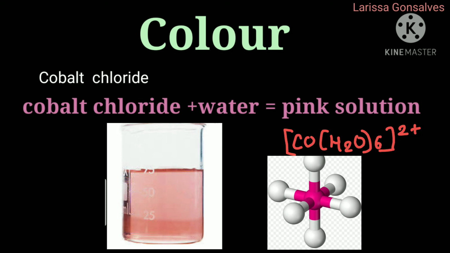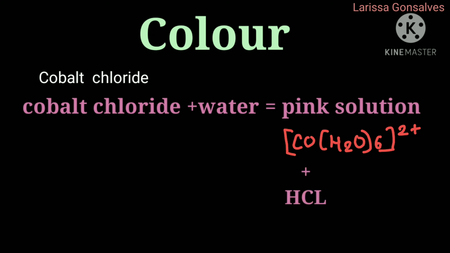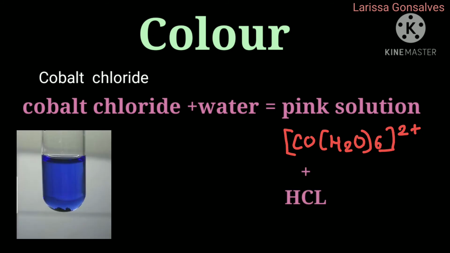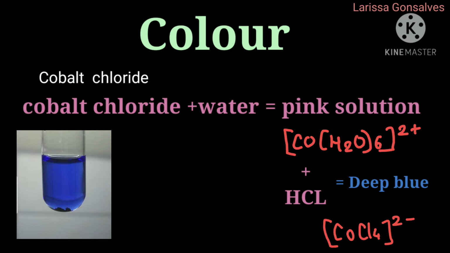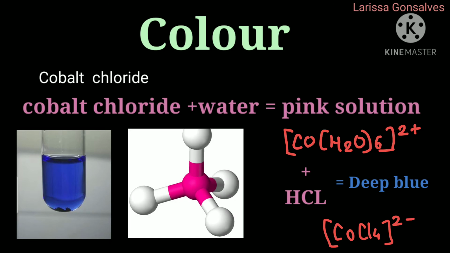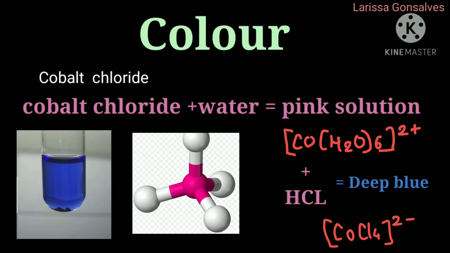When the solution is further treated with hydrochloric acid, it turns deep blue. And the reason behind this is the formation of another complex, that is [CoCl4]2-, and this complex has a tetrahedral structure. So this was one example wherein you saw that when there is formation of a complex taking place, and depending upon the geometry, the color changes.